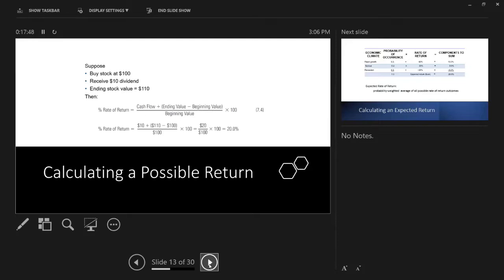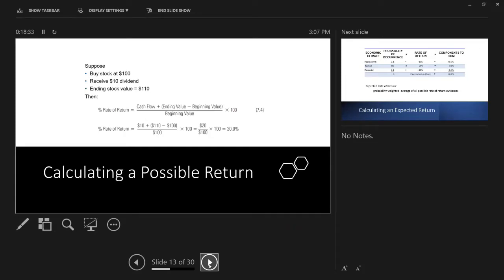So suppose you're buying a stock that costs you $100 and you're expecting a dividend of $10, so your ending stock value would be 110, right? You bought at $100, then you receive 10, and the stock ending value is 110. So the formula for the rate of return is the cash flow that you get in, which is the dividend, plus the ending value minus the beginning value, divided by the beginning value. That gives you the calculation for the expected rate of return, and that's how we calculate it.